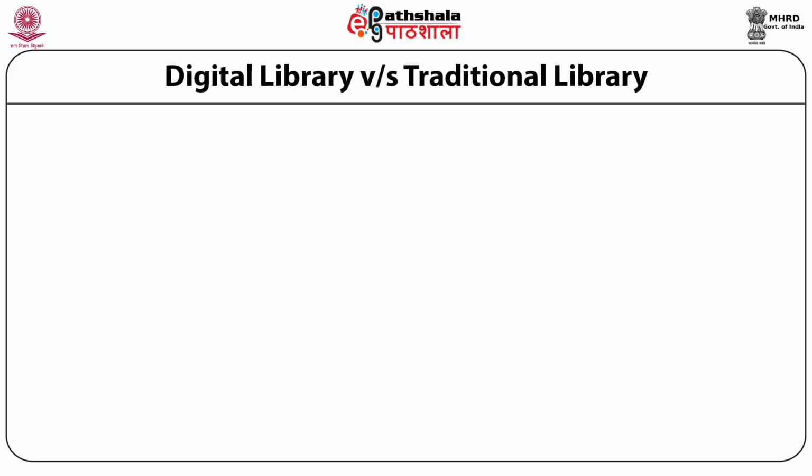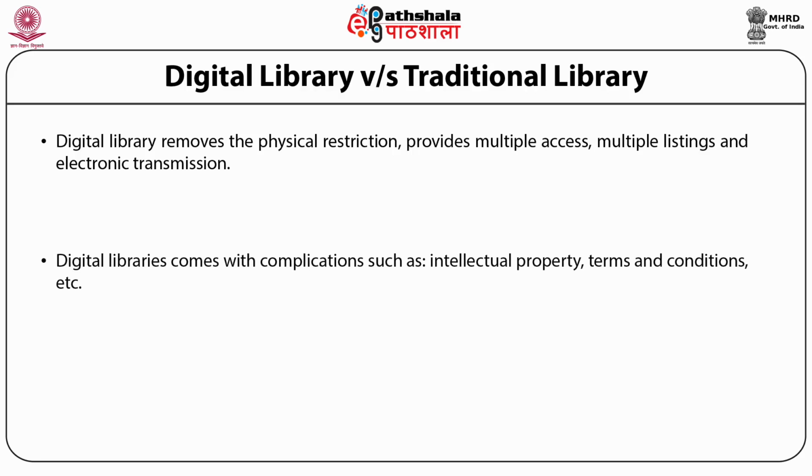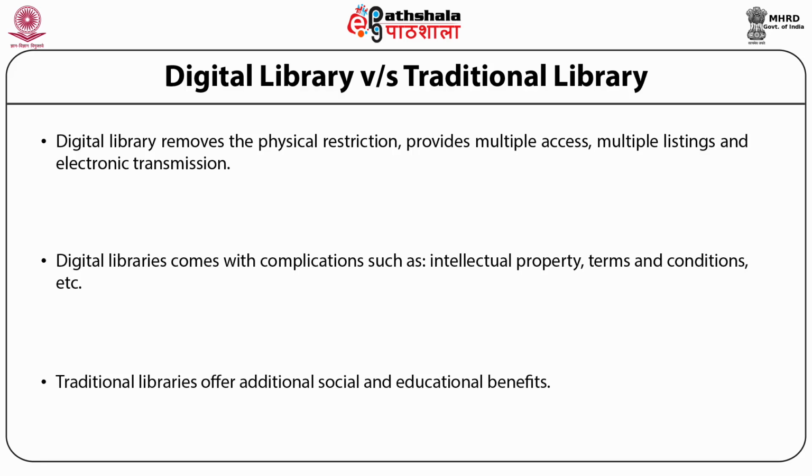Whereas a digital library removes the physical restrictions inbuilt into traditional libraries and provides multiple access, multiple listings, and electronic transmission of information. Digital libraries come with complications such as intellectual property rights, digital rights management, terms and conditions, etc. Traditional libraries offer additional social and educational benefits.